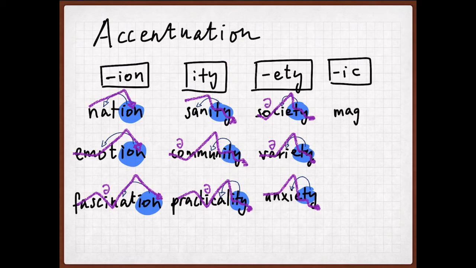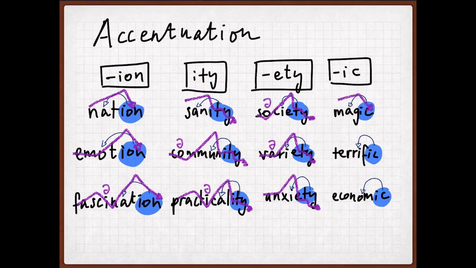If we head now to ik, the final suffix that we're looking at, we'll start with a short word like magic, another word which is slightly longer, terrific, and lastly, economic. If you look at these words, obviously you can see the pattern. The accentuation will be found on the syllable just prior to the suffix. So what that gives us is an accentuation on the first syllable for the first word, magic, the accentuation on the second syllable for the second word, terrific, and the accentuation on the third syllable and also on the first syllable for economic.